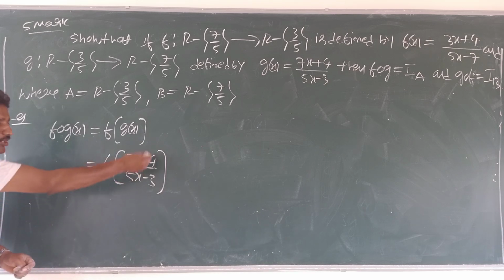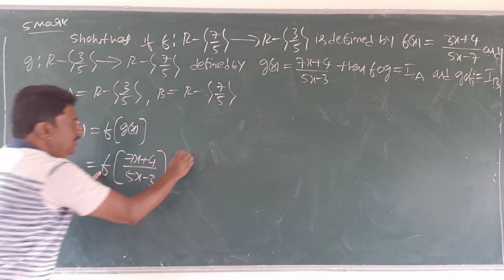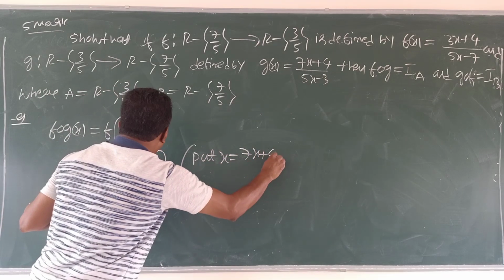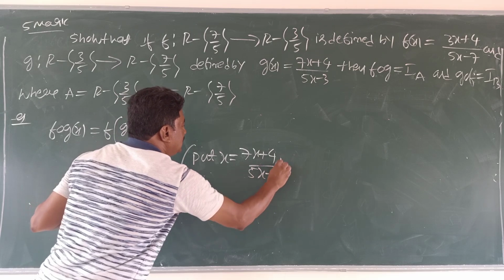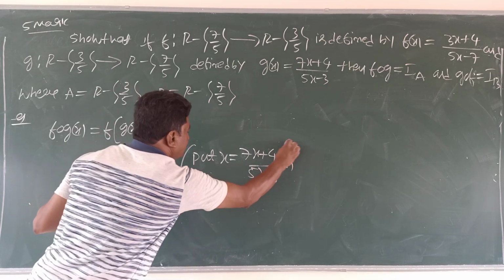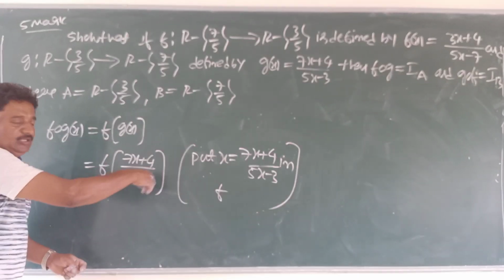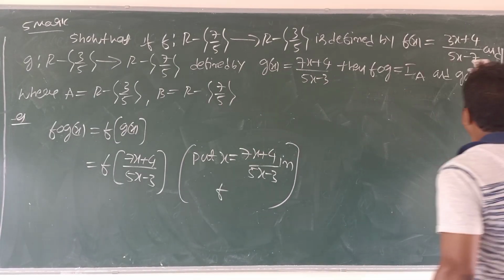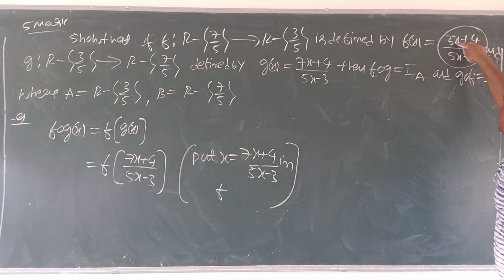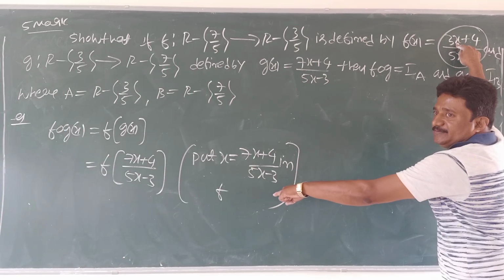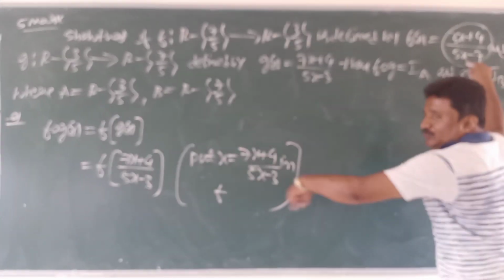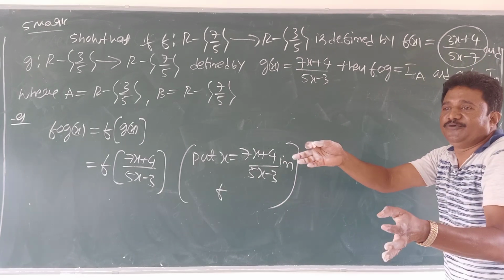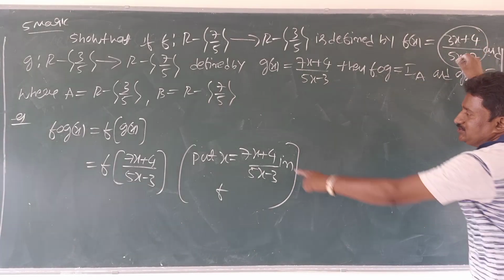Now put this value in f. Here I write: put x equal to (7x + 4)/(5x - 3) in f. Where is that f? Here it is, friends, f. In the place of x, you write this much. You have done this already. You know this very well. Finding fog graph you learnt already.